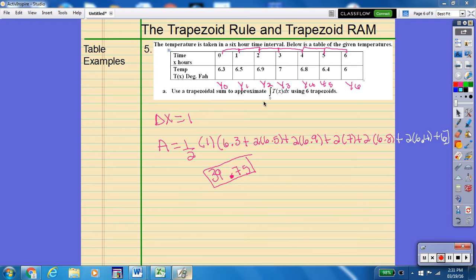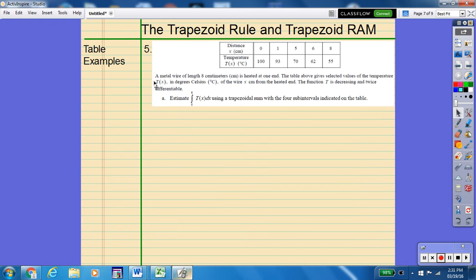Okay, now we're going to look at a second example. The second example says a metal wire of length 8 centimeters is heated at one end. The table above gives selected values of temperature T of x in degrees Celsius of the wire in centimeters from the heated end. The function T is decreasing and twice differentiable.